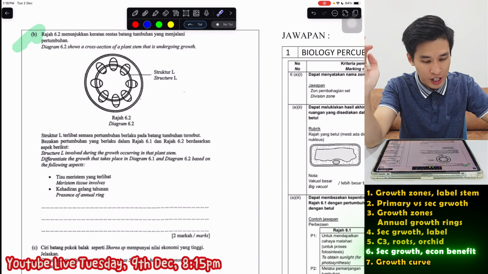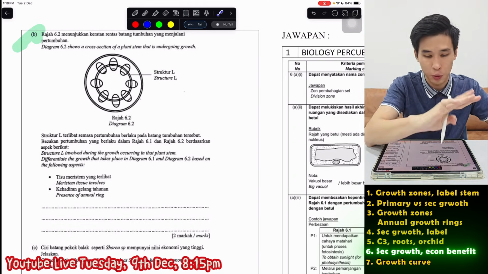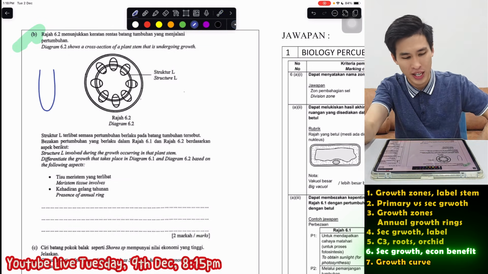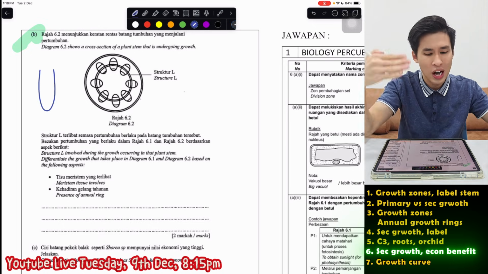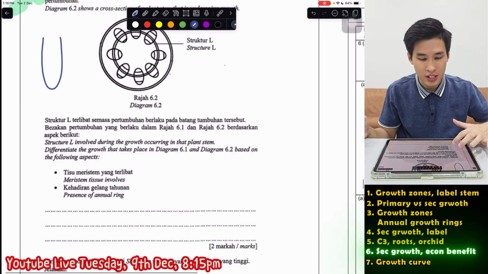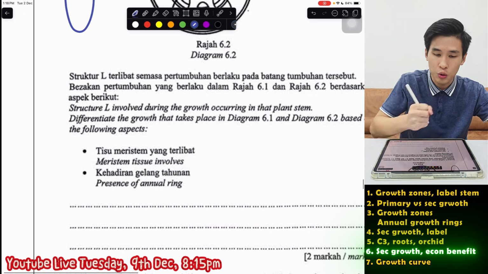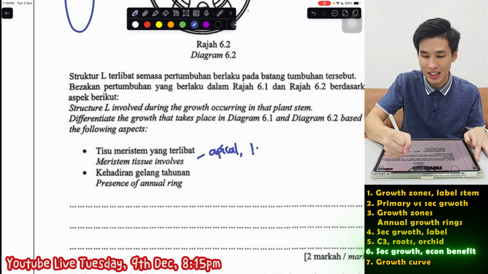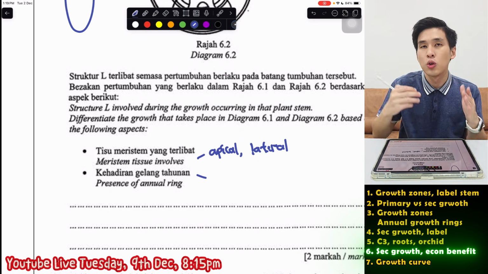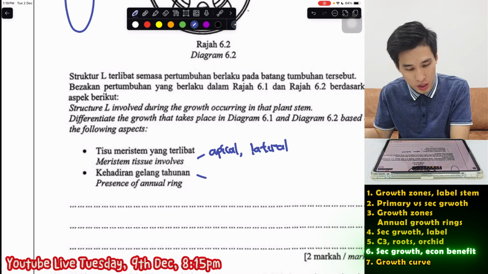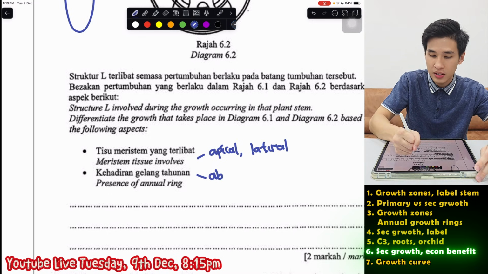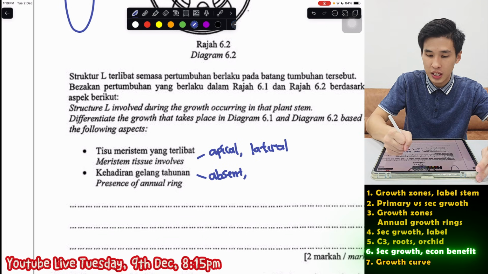So differentiate the growth that takes place in 6.1 and 6.2. Okay, 6.1 just now was the root tip, the primary growth. So they're asking to compare primary growth and secondary growth. Once again, we already did this earlier today. The meristem tissue, basically one is apical meristem for primary, secondary is lateral. Just now already said. Okay, then the annual ring, of course, only secondary growth produces annual ring. So you can say annual ring in 6.1 is absent, annual ring in 6.2 is present.